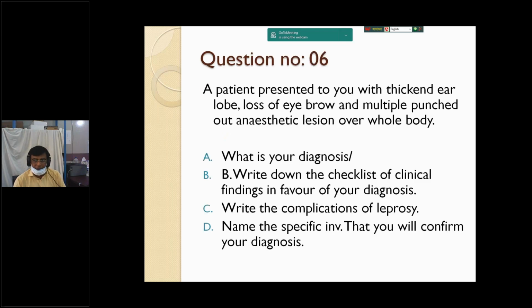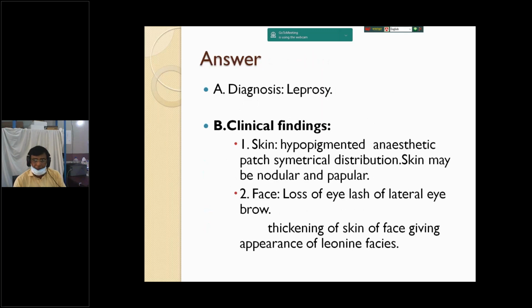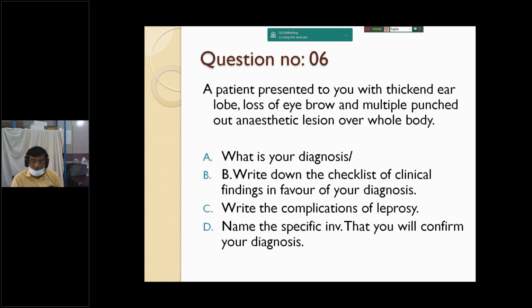Now question number 6. A patient presented to you with thickened earlobe, loss of eyebrow, and multiple punched-out anesthetic lesions over the whole body. What is your diagnosis? My diagnosis is leprosy. Write down the checklist of clinical findings in favor of your diagnosis.